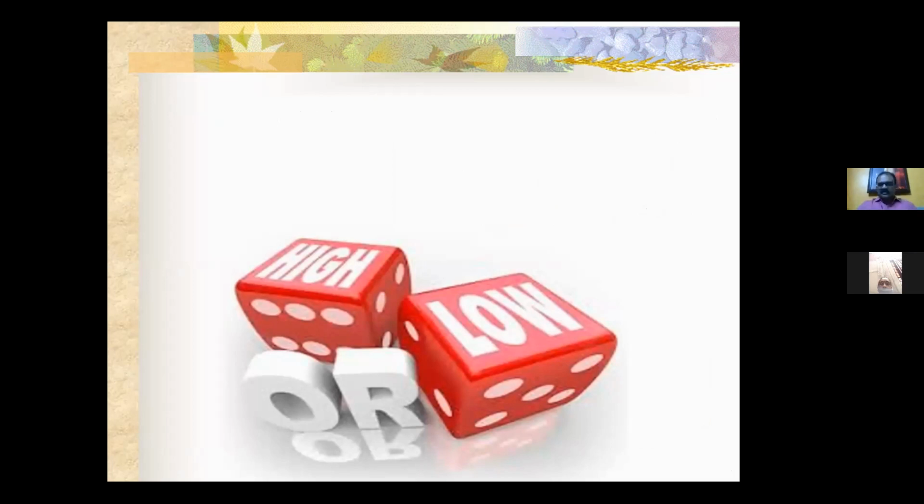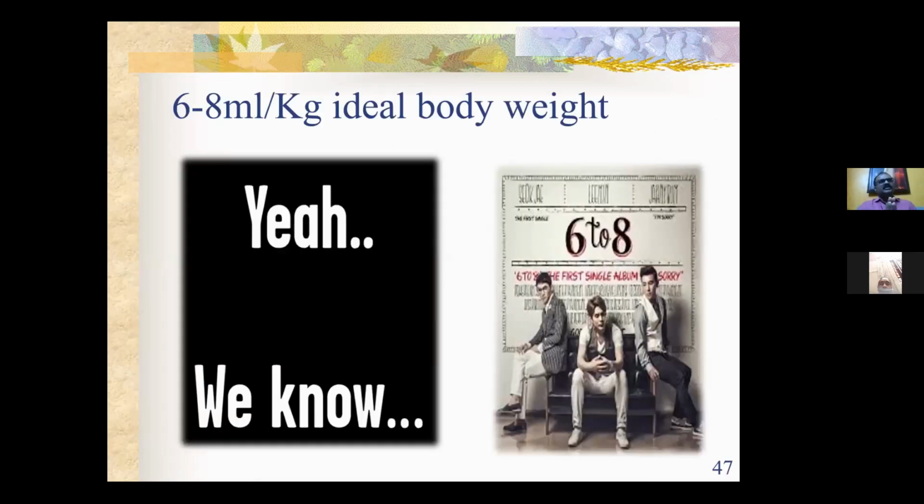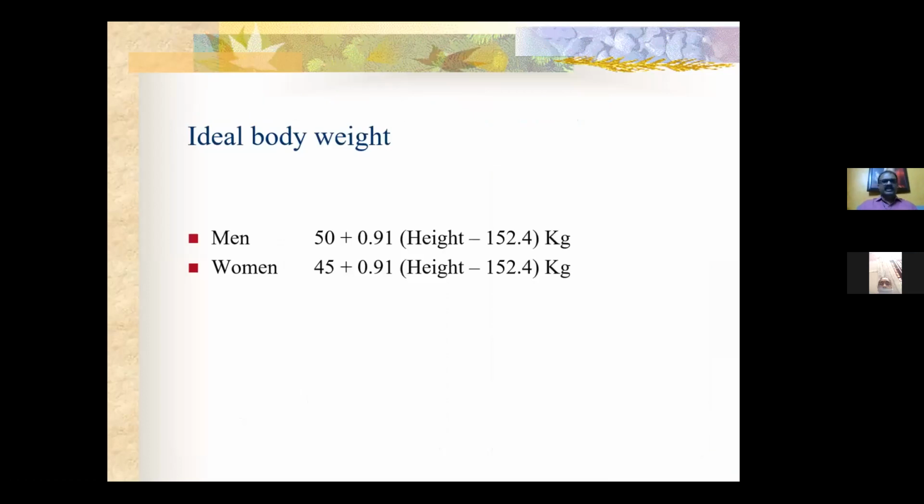What is our current concept? Basically, now the concept is 6 to 8 ml per kilogram of ideal body weight. So it's not the actual body weight, it's the ideal body weight. We all know that, because it's basically 6 to 8 ml per kilogram of ideal body weight. So how will you calculate the ideal body weight? Ideal body weight is given by these two formulas.